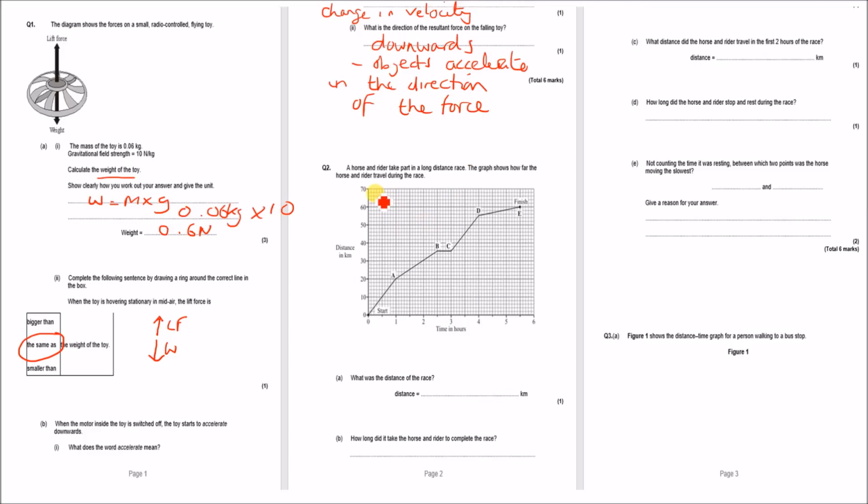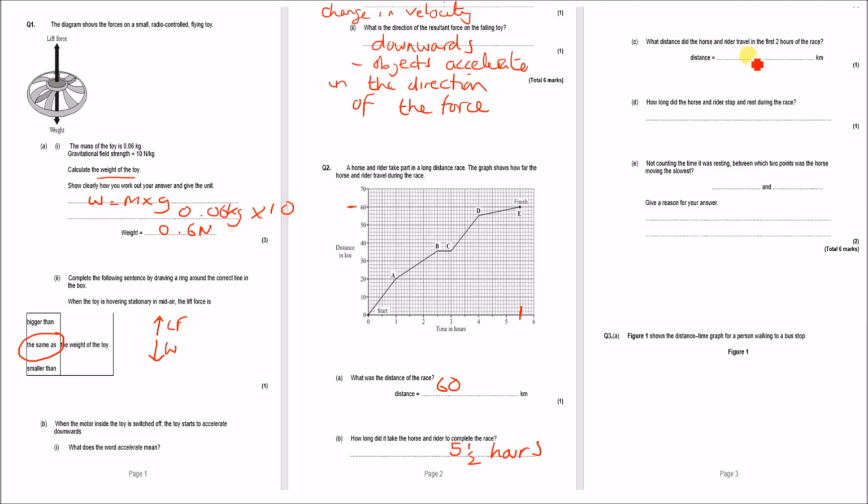Okay, this next question says, what was the distance of the race? Well, that's from the start to finish, so you can see the finish is there, and that is a distance of 60 kilometers. So that's the distance there. How long did it take the horse and rider to complete the race? Well, that's this point here, so that is 5.5 hours.